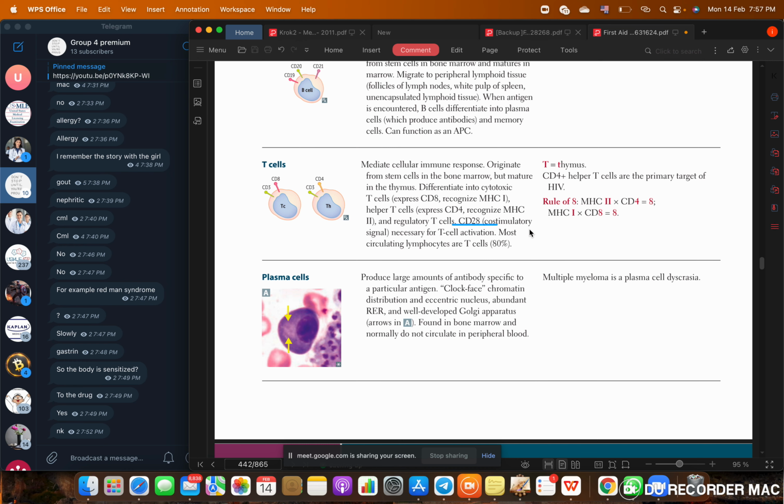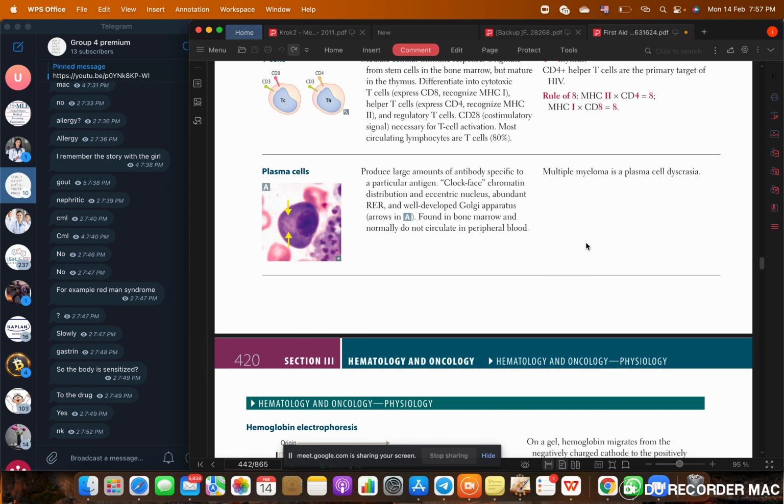The CD28 is a co-stimulatory signal, which is important for T cell activation. And most circulating lymphocytes are T cells. This is actually important. So if you see a lymphocyte and they are asking you, most likely this cell is what? Be like, well, most likely it's a T cell.